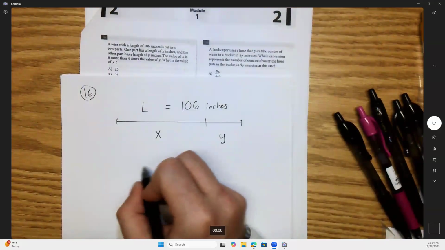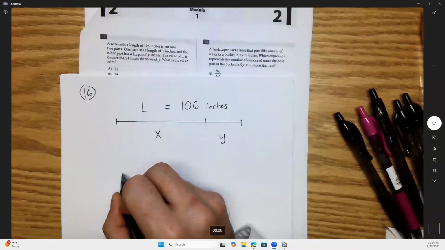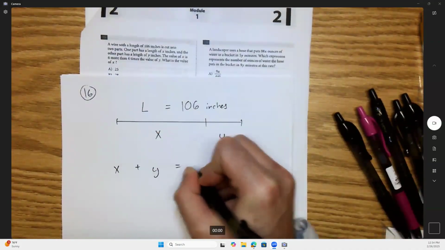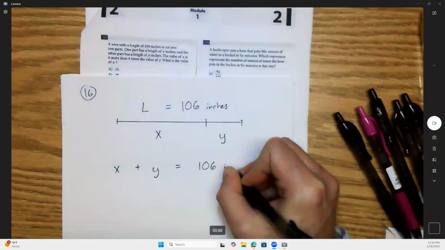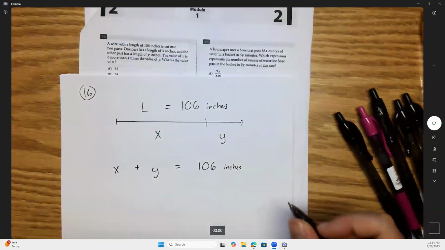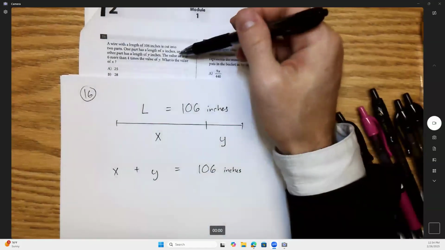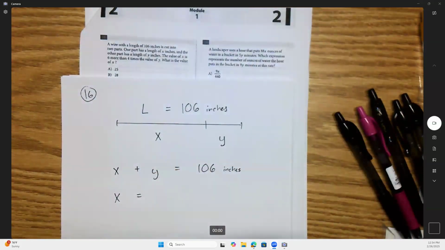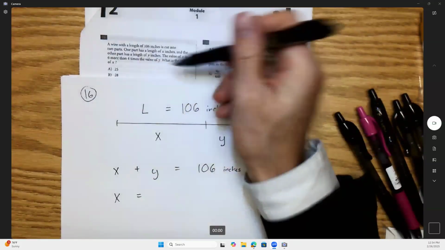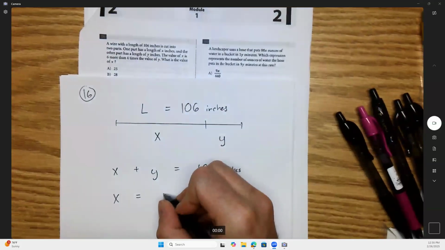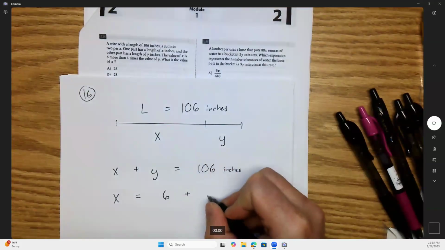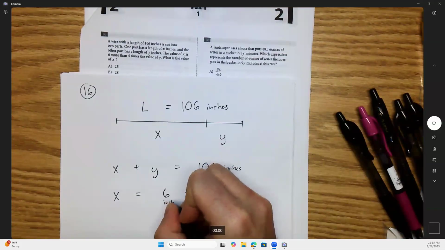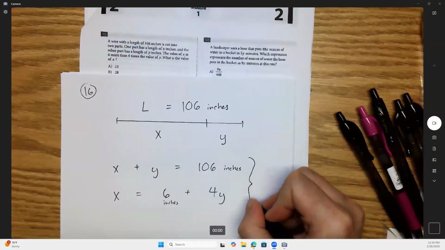Somebody tell me, what is 1 equation? Yeah, X plus Y is 106 inches. And then the second equation we can get out of this phrase, they say the value of X is, so X is, that's like X equals 6 more than 4 times Y. Is that like 6 more than, so 6 plus 4 times Y? Right, is that it right there? The 6 would be inches. Okay. Here's your system right here.